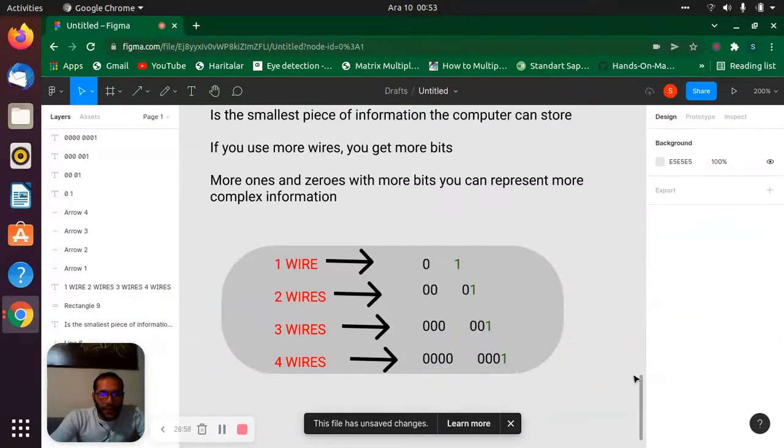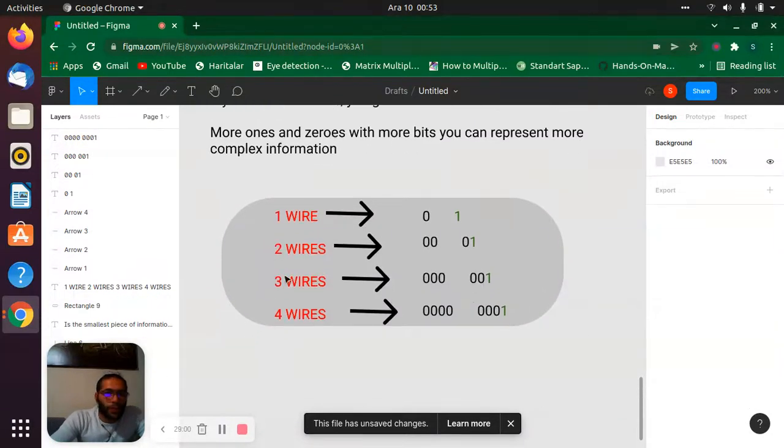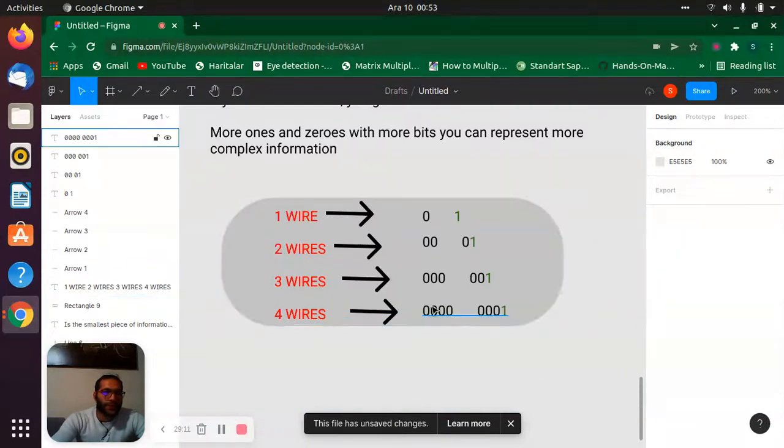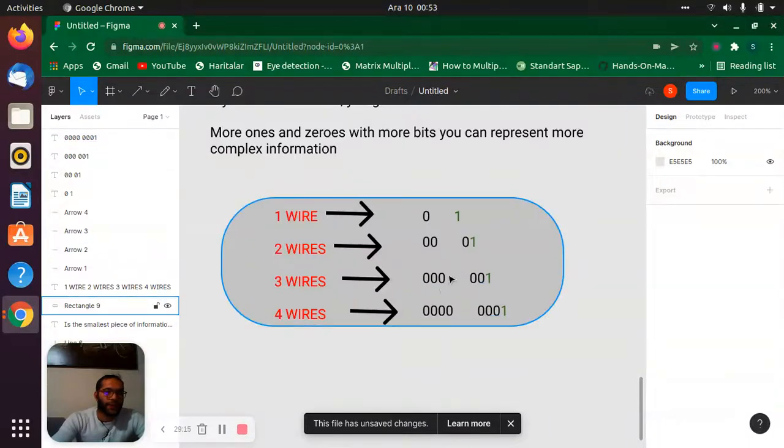Now, have you seen what we've done? So, one wire. Have you seen something here? Do you understand what we are doing here? Four wires. Look, these are wires. Four bits there: 3 bits, 2 bits, 1 bit, right?